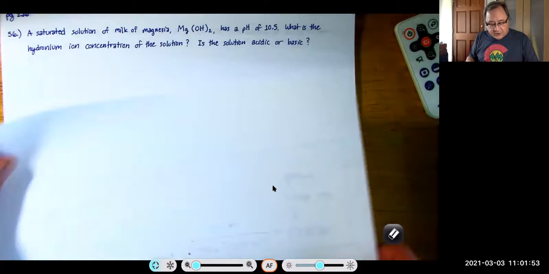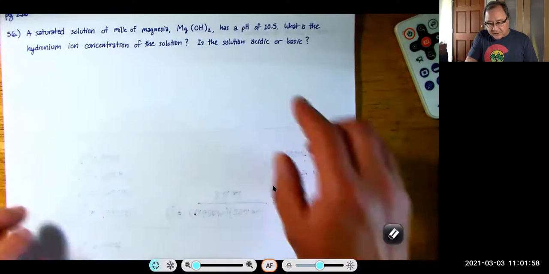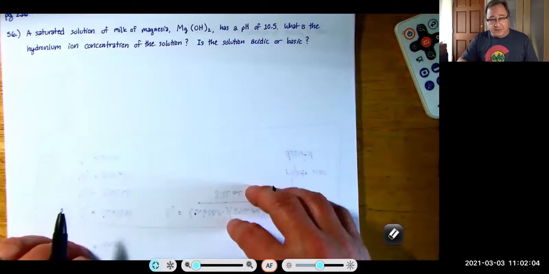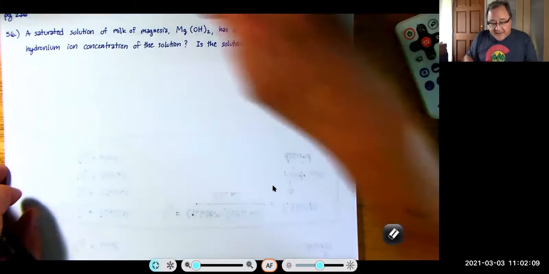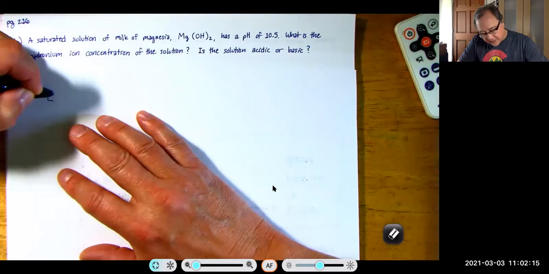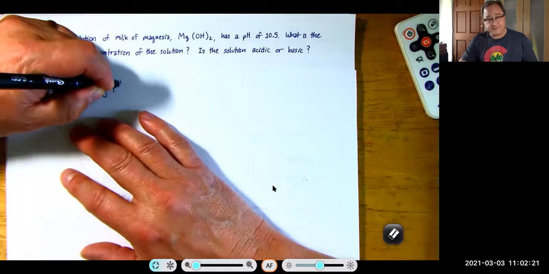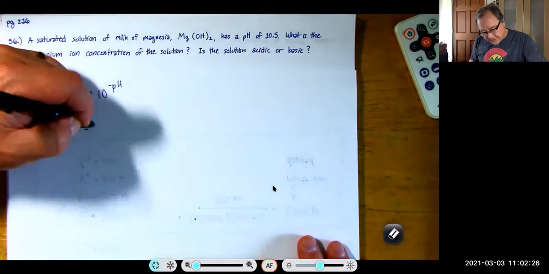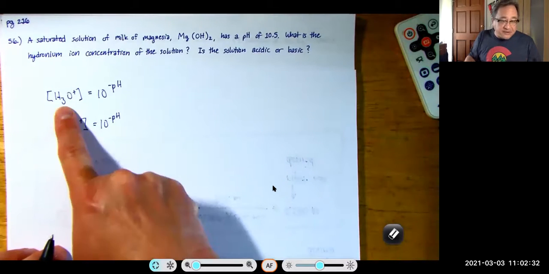A saturated solution of milk of magnesia has a pH of 10.5. What is the hydronium ion concentration in this solution? And is the solution acidic or basic? So I'm going to teach you two formulas you should memorize that deal with pH. One is as follows. The hydronium ion concentration is equal to 10 to the negative pH. Another way to write this is H plus is equal to 10 to the negative pH, because a lot of the times we think of H plus as being the same as H3O plus.